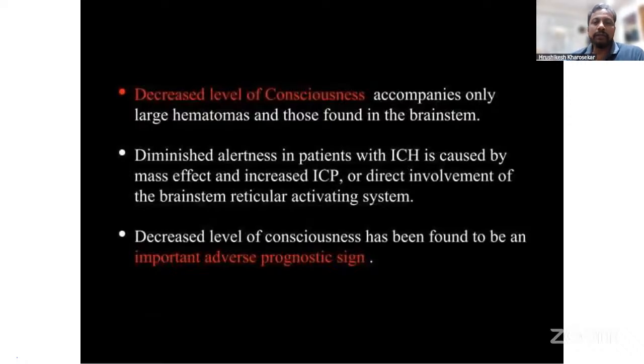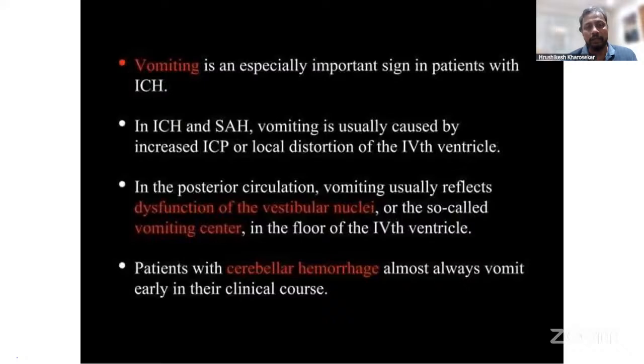The decreased level of consciousness usually accompanies large hematomas and especially the locations of brainstem. Diminished sensorium in patients with ICH is caused by mass effect and raised ICP or direct involvement of brainstem. So decreased level of consciousness has been found to be an important adverse prognostic sign.